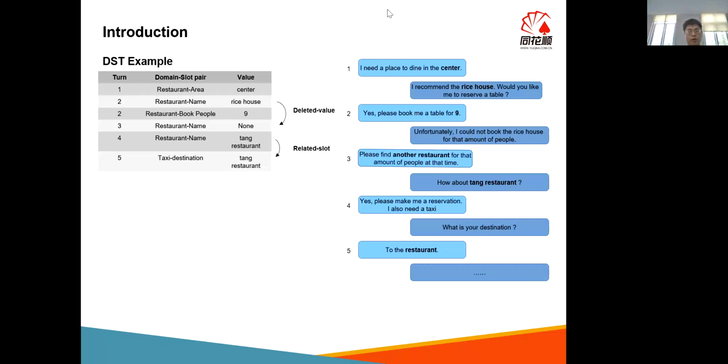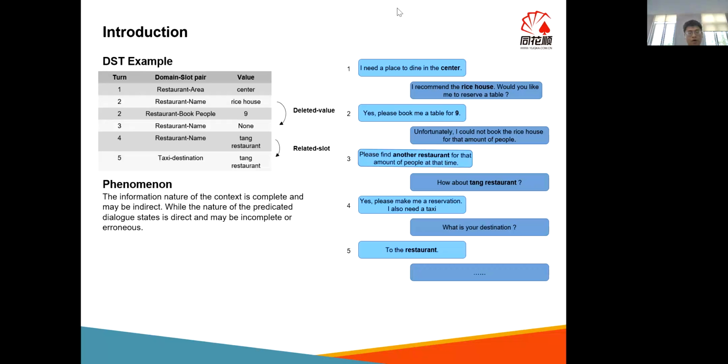In the paper, we define such a problem as the deleted value problem. When we focus on the last turn of the dialogue, the user adds the constraints to the slot taxi destination through the coreference representation, since the token restaurant refers to the slot value in the restaurant name. In our paper, such a problem is defined as the related slot problem. Both problems are relatively difficult for the DST task.